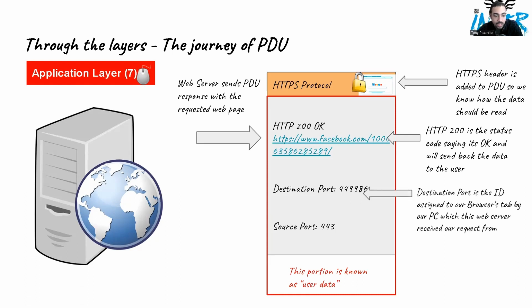The destination port is the ID assigned to our laptop's browser tab, which is the port that sent the data request to this web server. Finally, we have the source port of the web server, which is the port designated to this web server for sending and receiving HTTPS data, which is 443.